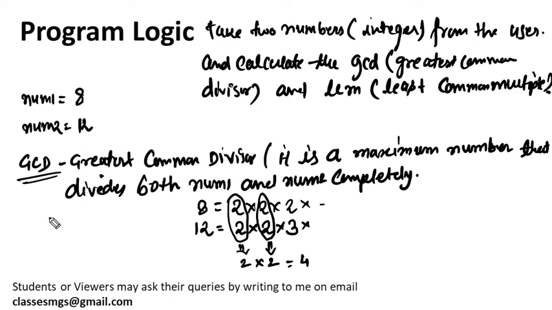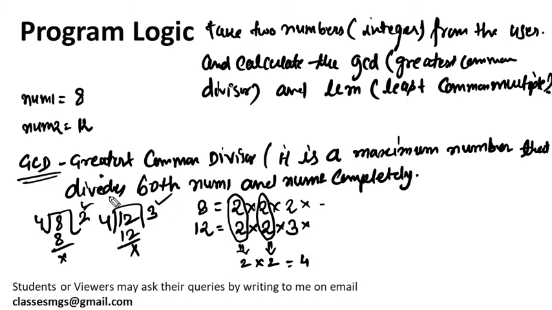So 4 is the number that divides both 8 and 12. Let's check. If we divide 8 by 4, it divides 8 completely, and if you divide 12 by 4, it also divides completely. So 2 and 3 are the quotients, and we are able to divide both 8 and 12 by 4 completely. So 4 is your greatest common divisor.